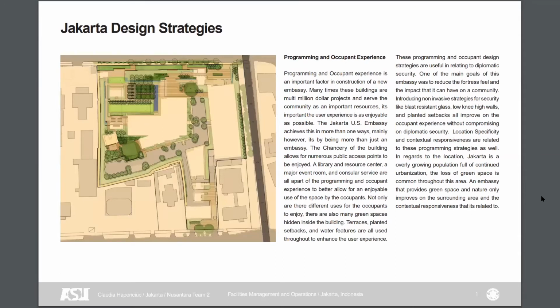So again, this is further exploration of the existing embassy and how they use design to better the user experience. Some of the strategies that we discovered were more non-traditional compared to normal embassies. They tried to really reduce the compound look, the compound effect that an embassy might have on its surrounding location. So they use things like blast resistant glass, which you normally don't find a whole lot of in embassies. Low knee-high walls and green spaces were all used to improve the overall visuals and impressions that were left on the surrounding community.